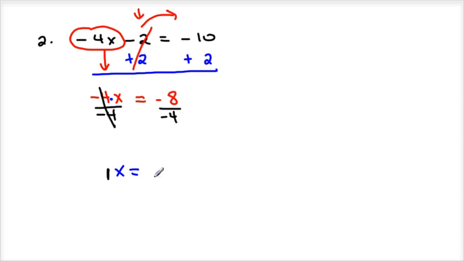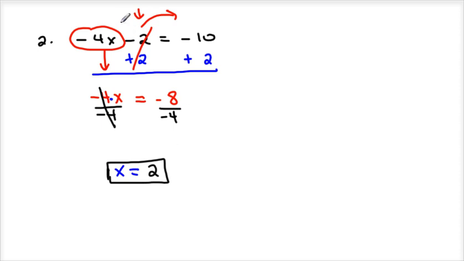Negative 8 divided by negative 4 is a positive 2, or just 2. 1x becomes x equals 2. Once you have 1x, you're done. That's exactly what you want to get, except the 1 is the number that you don't have to write, okay?